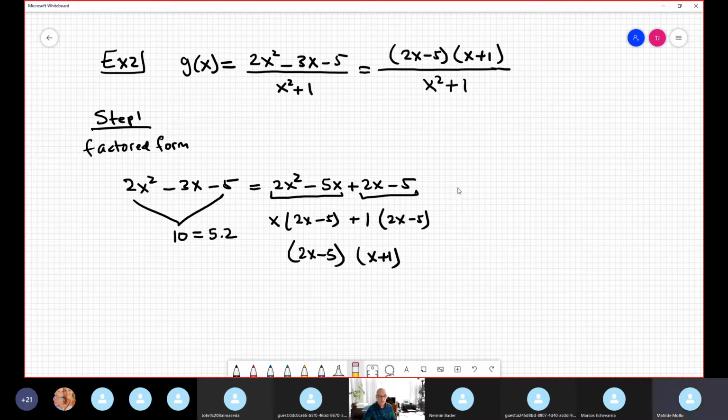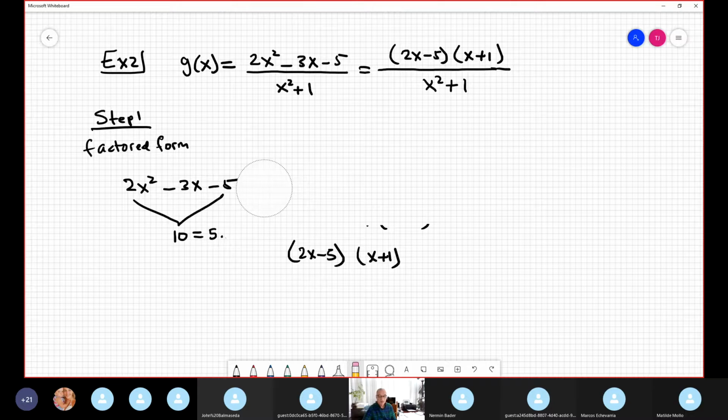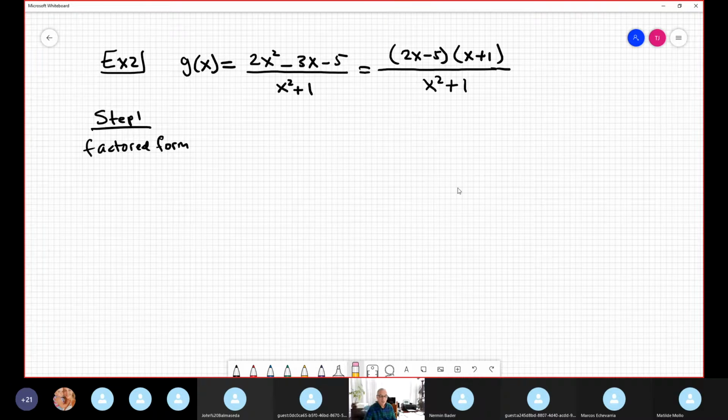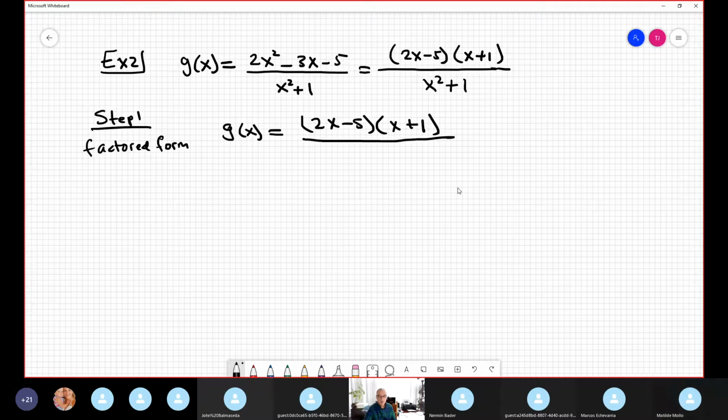Do you follow me? Factorization? Yes. Okay, I want to copy this. The factored form is g of x equals 2x minus 5 times x plus 1 divided by x squared plus 1. Okay, what is step 2? Help me.